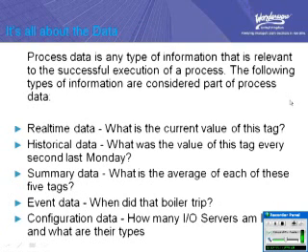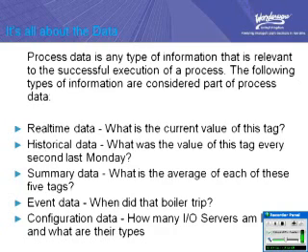Now, it's all about the data. The whole point of the historian is to collect the data from the plant floor at high speed and make it available. And process data is any type of information that is relevant to the successful execution of a process. So when we're looking at process data, we're really talking about real-time data, historical data, and summary data, in addition to that, event and configuration.